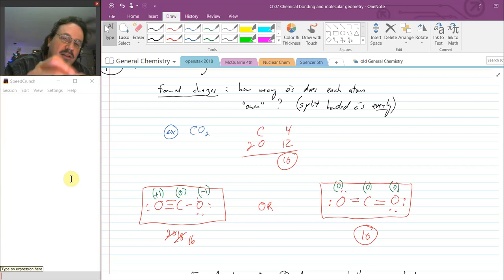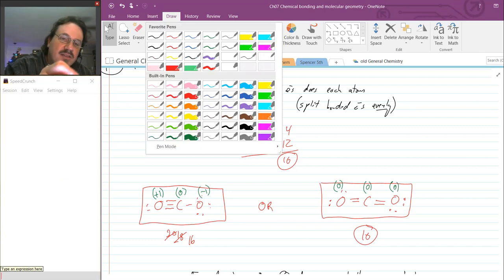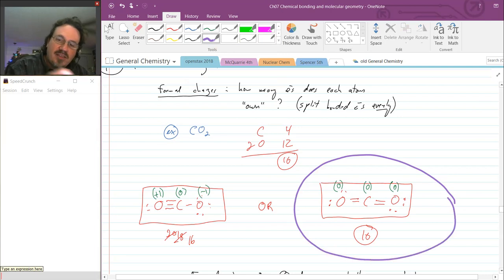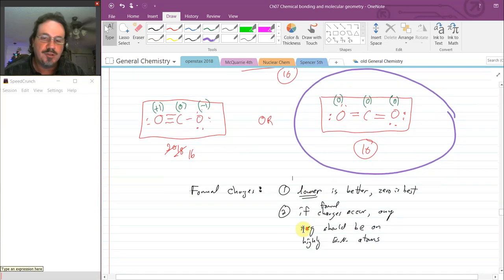I think quite clearly in this one, here's my purple, this one with all zeros, that's going to be the correct Lewis structure for carbon dioxide, not this one. It's not to say that this one never exists. It might a little bit, but it's going to be like 99% of the time like this and maybe 1% that way. I mean, this one is pretty low compared to the one with all zeros for the formal charges.